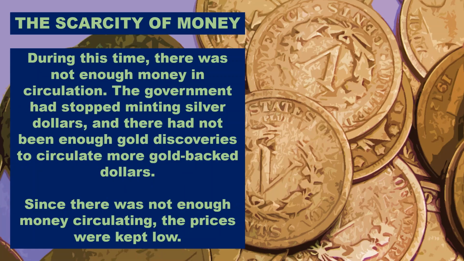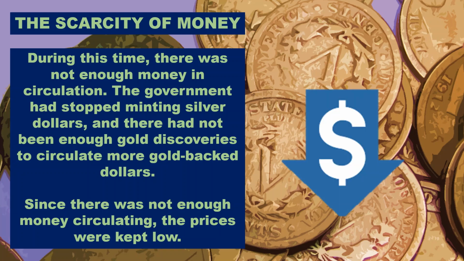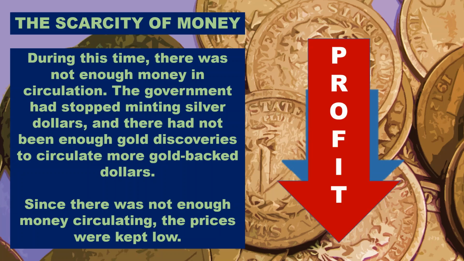The scarcity of money. During this time, there was not enough money in circulation. The government had stopped minting silver dollars, and there had not been enough gold discoveries to circulate more gold-backed dollars. Since there was not enough money circulating, the prices were kept low. Low prices, of course, meant lower profits for farmers.